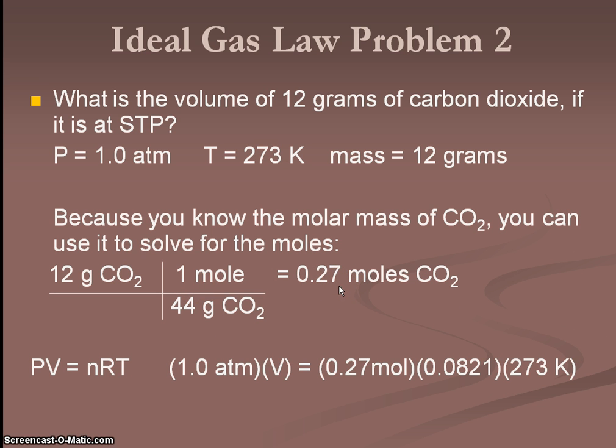And you just had to look up your R value. Since I chose ATM for pressure, I used the R value that has the ATM in it. And then it's just a matter of rearranging the equation to solve for V. So 0.27 times 0.0821 times 273 divided by 1, and you should get something close to 6. Notice that it's in liters because the unit for R is also in liters.